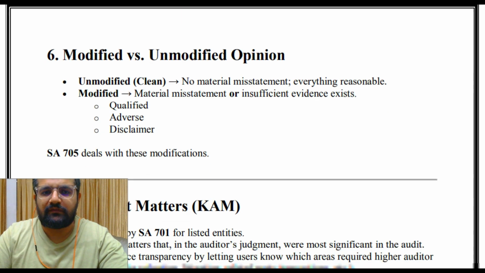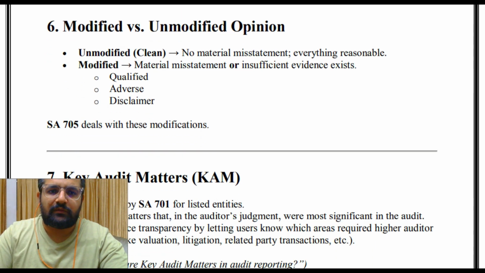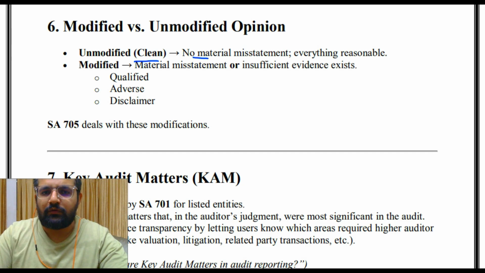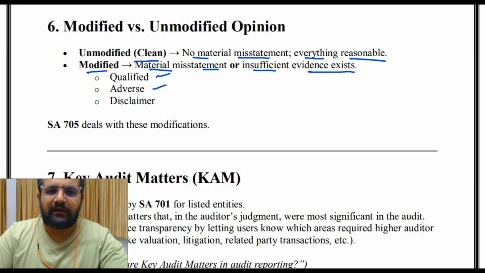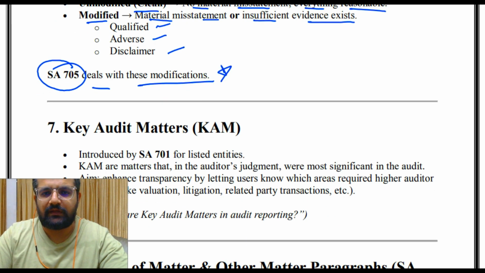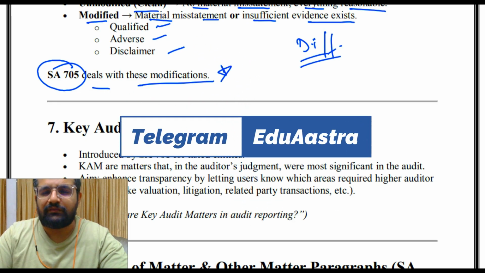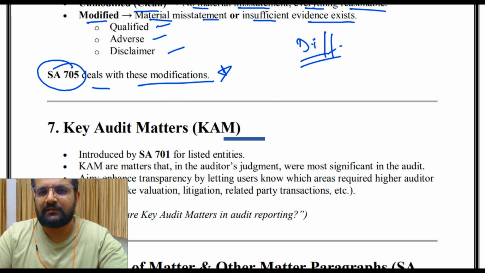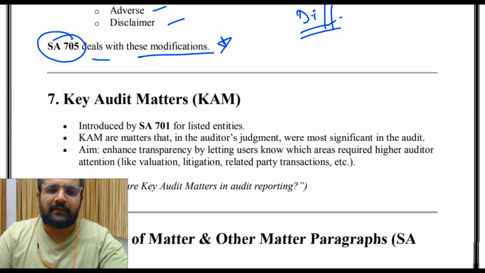Then modified versus unmodified opinion. So unmodified, that is clean: no material misstatement, everything reasonable. In modified, material misstatement or insufficient evidence exists. Qualified, adverse, disclaimer. Standard on Auditing 705 deals with these modifications. Remember this, very important, as well as the differences. We have already discussed multiple times the definition, differences, objectives, merits, demerits, uses, and so on; these are very important kinds of questions.